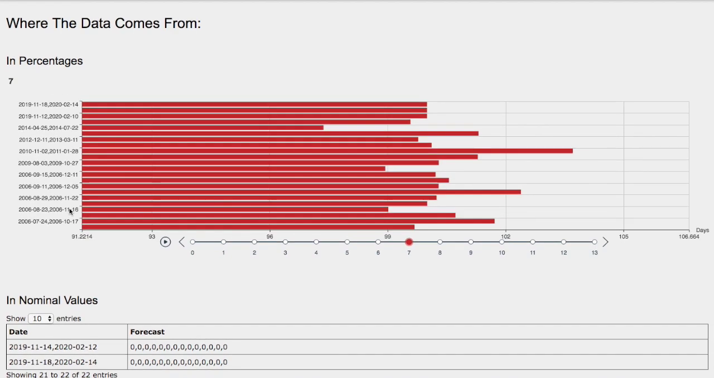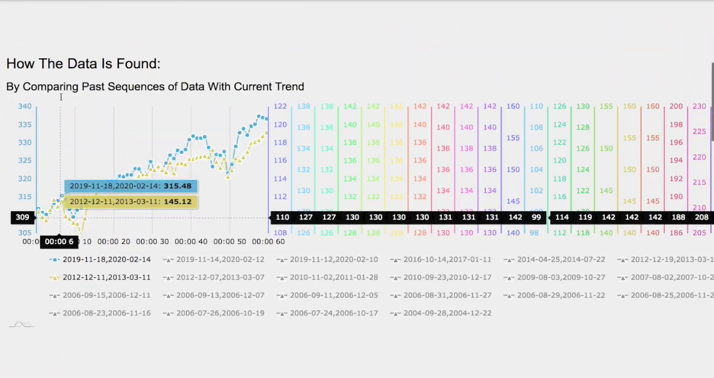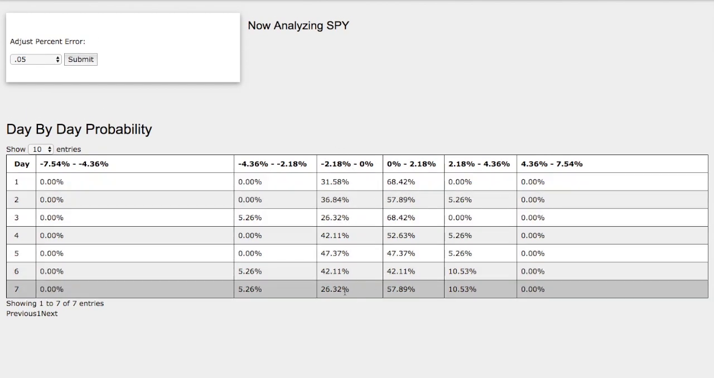So the model that we just examined was December 11th, 2012 to March 11th, 2013. Back then the S&P 500 was down roughly around 23 basis points. If we head back to the day-by-day probability table or model, it coincides with the standard deviation, a 26% chance of the S&P 500 falling between 0 to 2% down.